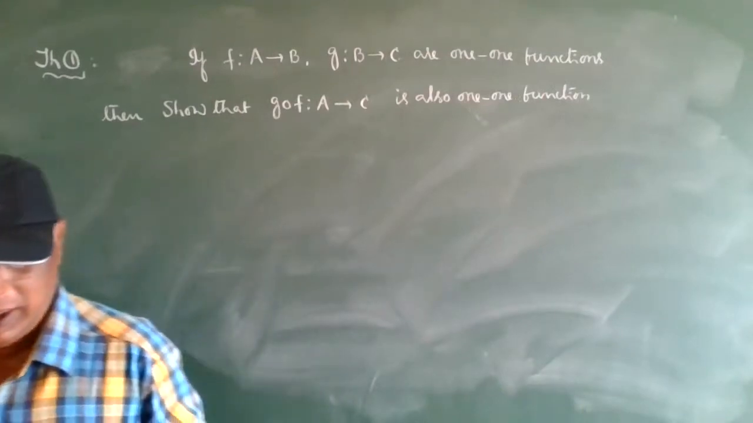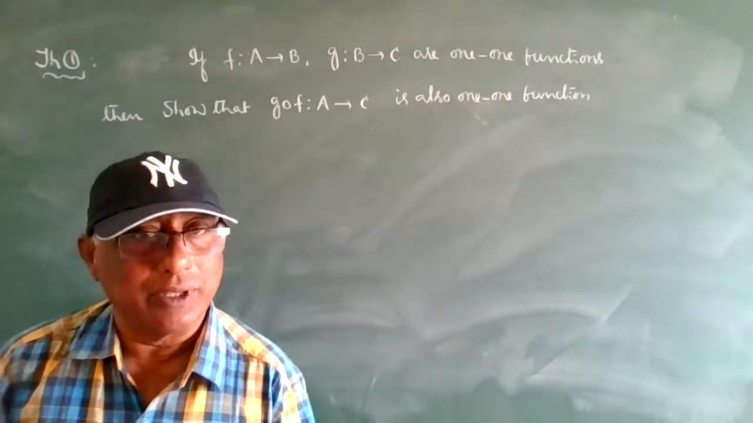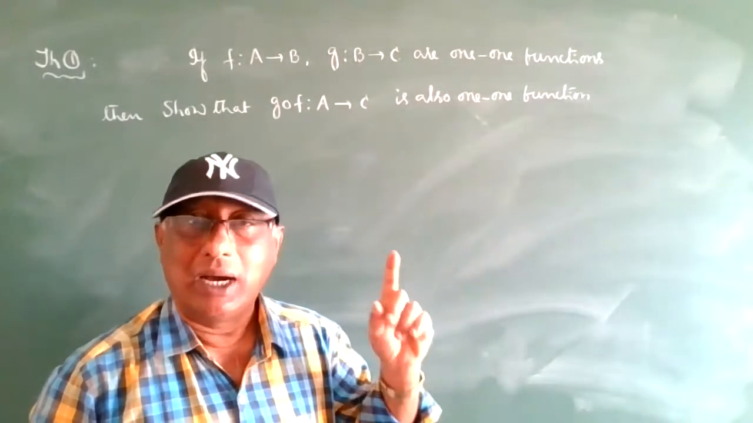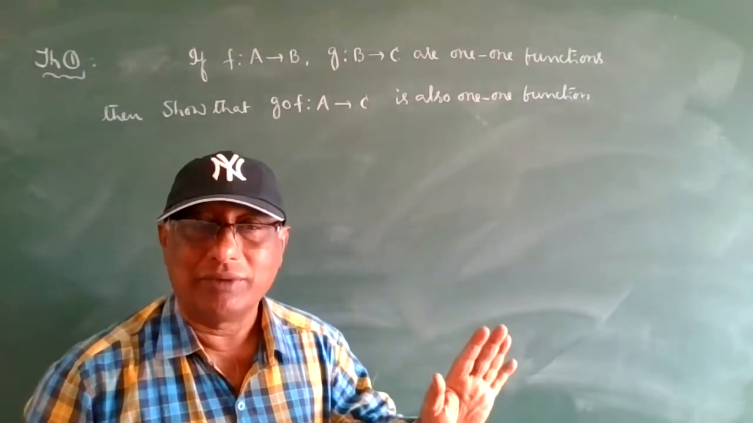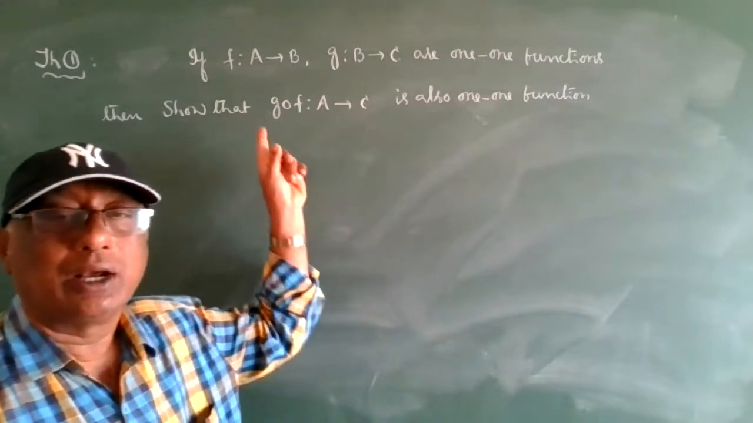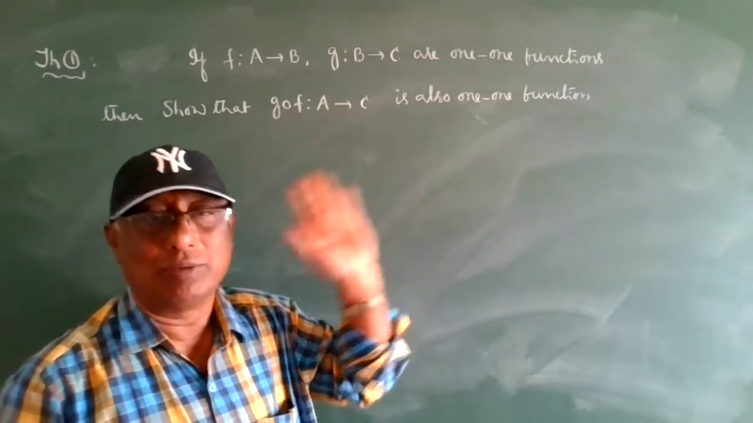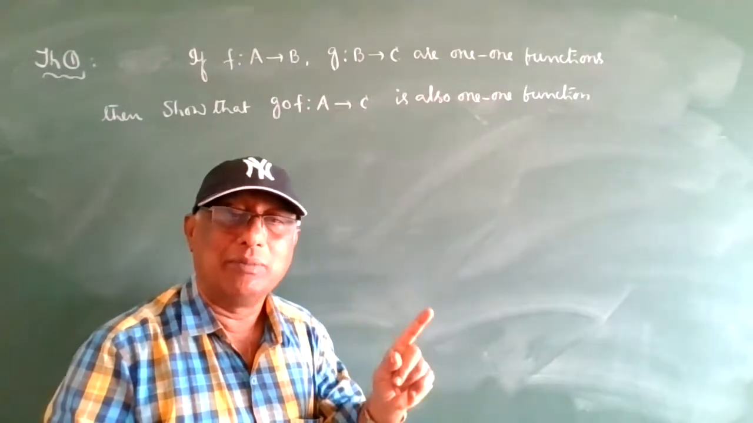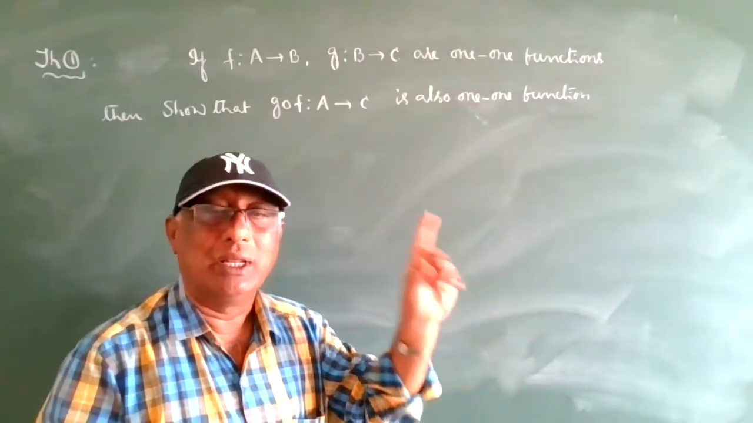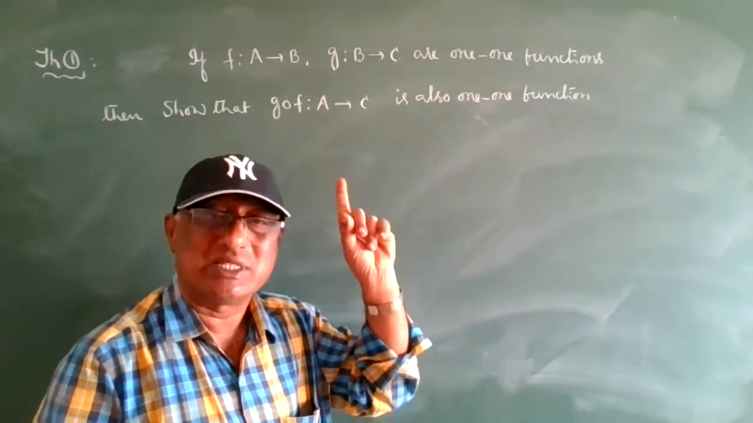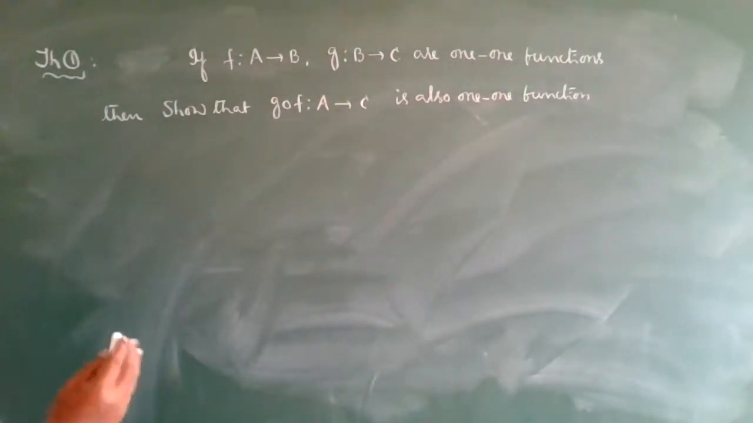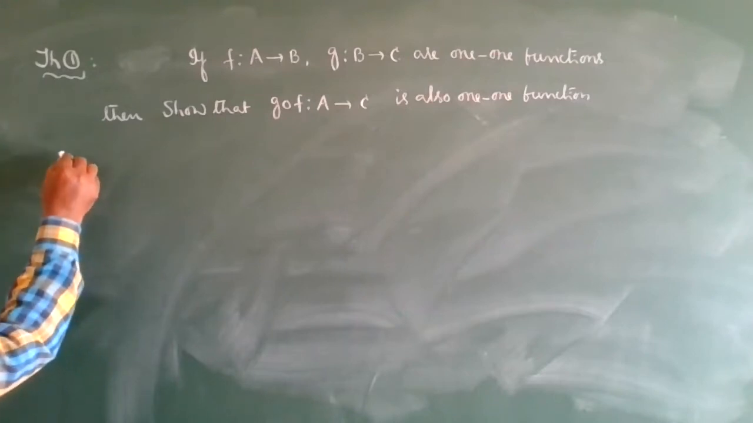So the statement is: if f is a mapping from A to B and g is a mapping from B to C, and f is a one-one function and g is also a one-one function, then show that the composite function is also one-one. Similarly, if f is onto and g is onto, its composite is also an onto function. So what they are asking, first I will write.